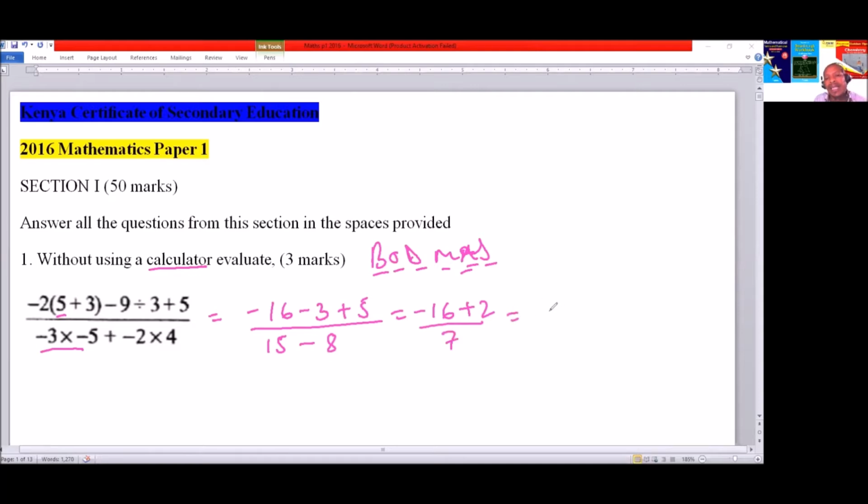So minus 16 plus 2 gives you minus 14. You divide by 7, which you can simplify: 7 divided by 7 is 1, and minus 14 divided by 7 is minus 2. Therefore, our answer is minus 2. You can see that it's not a difficult question, but you earn yourself 3 marks. So that's how you do that.